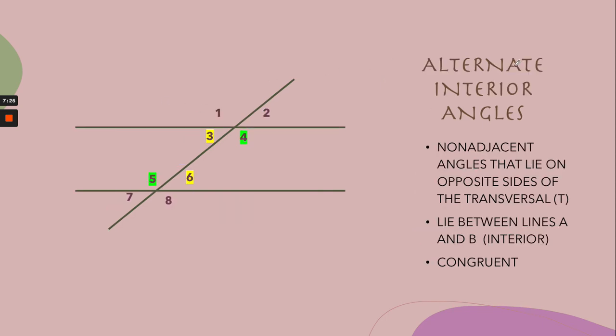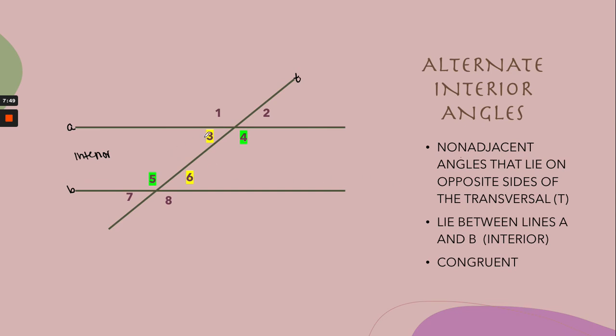The other type of angles, alternate interior angles. These are non-adjacent, meaning not next to each other. Angles that lie on opposite sides of the transversal. So remember, this is my transversal. These are the parallel lines A and B. And they're in the interior. Well, this is the interior in between lines A and B.